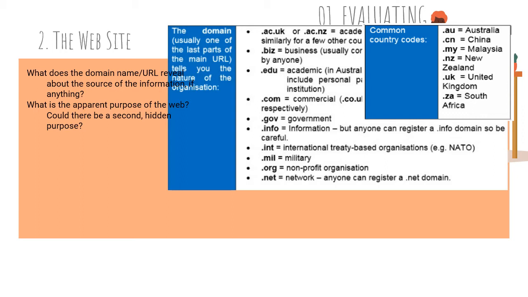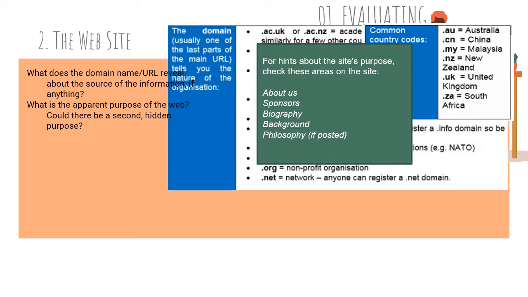You have to be careful to know the apparent purpose of the web. Could there be a hidden purpose? So for hints about the site's purpose, check this area on this set. The first one, you can check the about or about us. You can check the sponsor, or maybe biography, background, or philosophy if they post it.